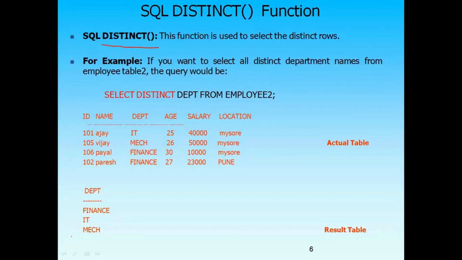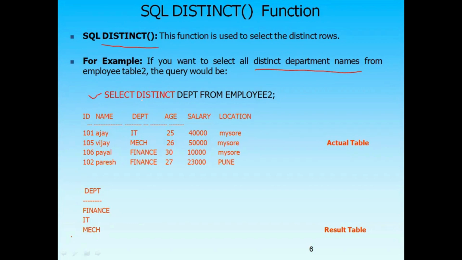Here is the example. If you want to select all the distinct department names from the employee table, my query will be: select distinct department from employee. We have already covered in short the use of the distinct clause. Here it will display the distinct values.